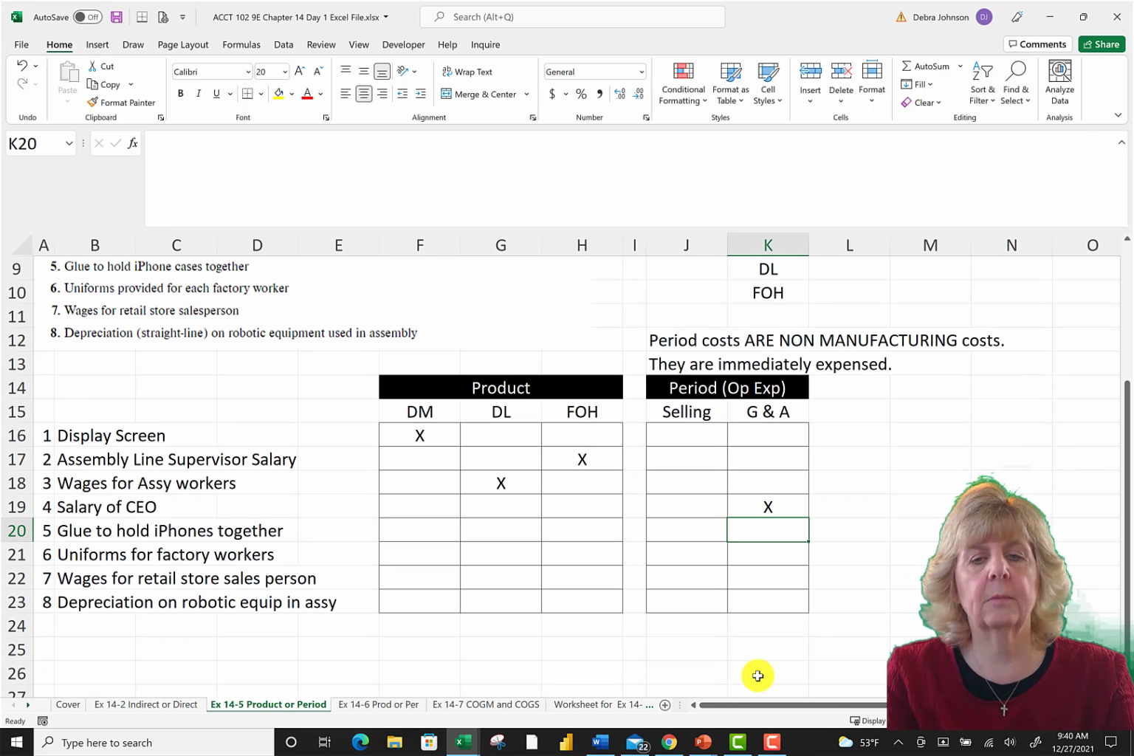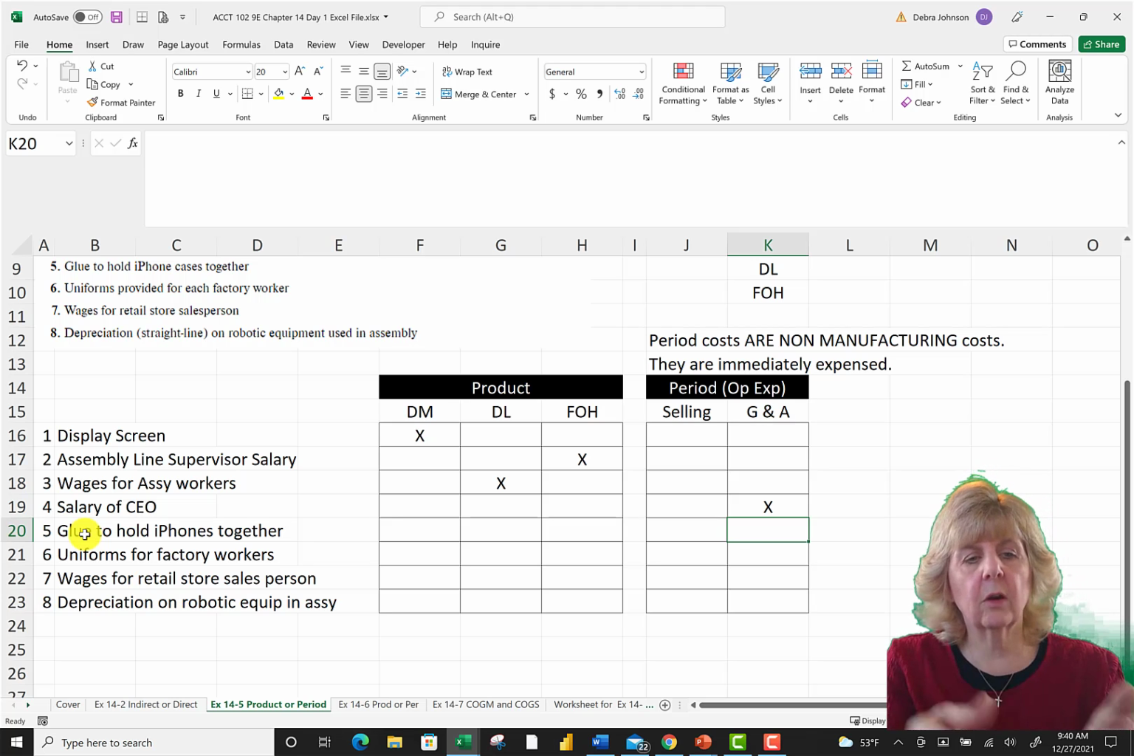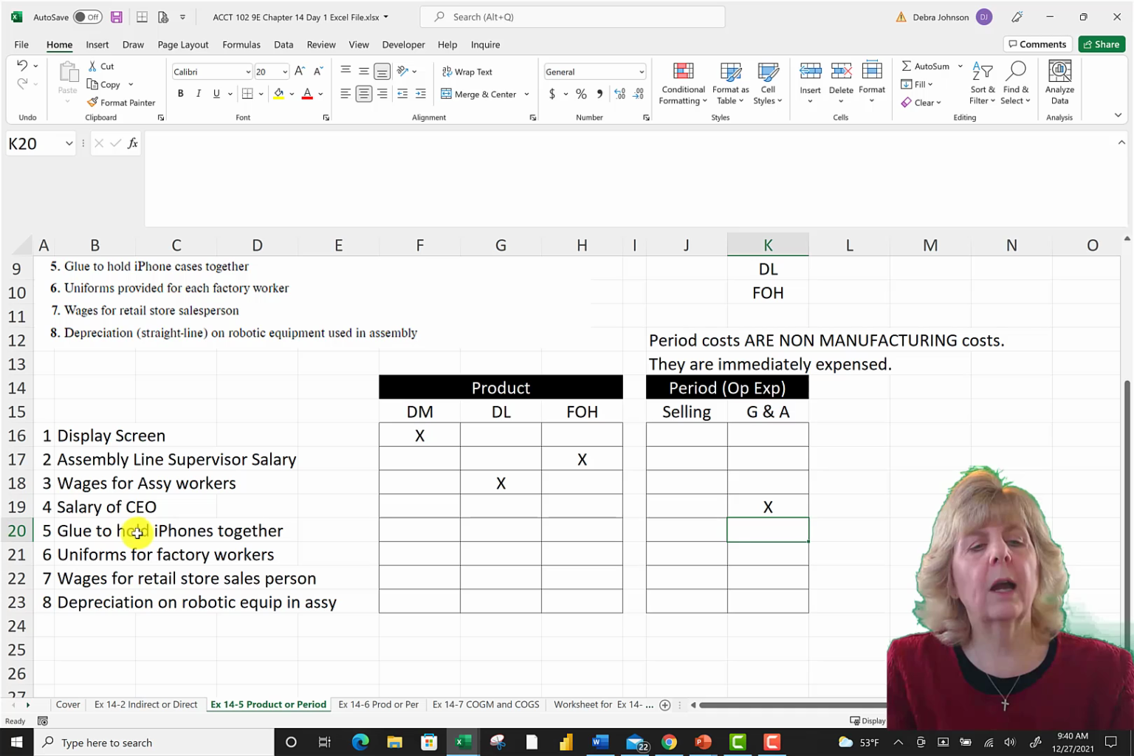Let me scroll down. Number 5, the glue to hold the iPhones together. Okay, glue is an interesting category. It is true that you could directly trace the glue into the iPhones, so we would tend to be led to call that a direct material. But if you have a cost that is so insignificant that it's not worth tracing or tracking the cost to the various lots of iPhone, we are actually going to call that a factory overhead.